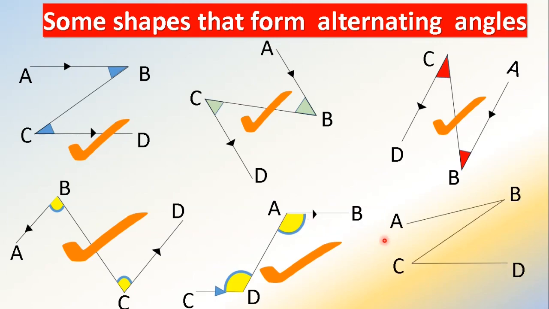Good. Now, look at this last figure. Can we say that the angles formed here are alternating angles? Since AB and CD are not parallel, we can say that we don't have any alternating angles here. Very good.